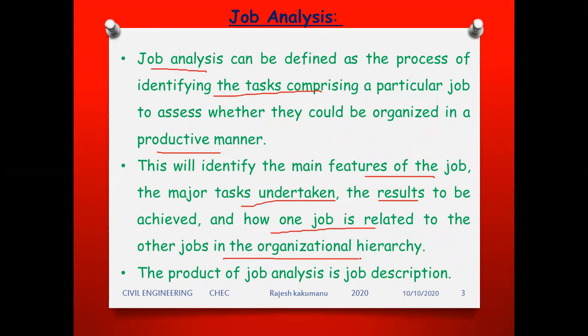If you see in industry, the lowest cadre person is a worker or laborer. Above the laborer, you have a foreman. Above the foreman, a supervisor. Above the supervisor, an assistant manager. Above the assistant manager, an executive manager. Above the executive manager, a manager, senior manager. Above the senior manager, a general manager. Above the general manager, a CEO. So like this, you have a hierarchy. Depending upon the company, this hierarchy will change.